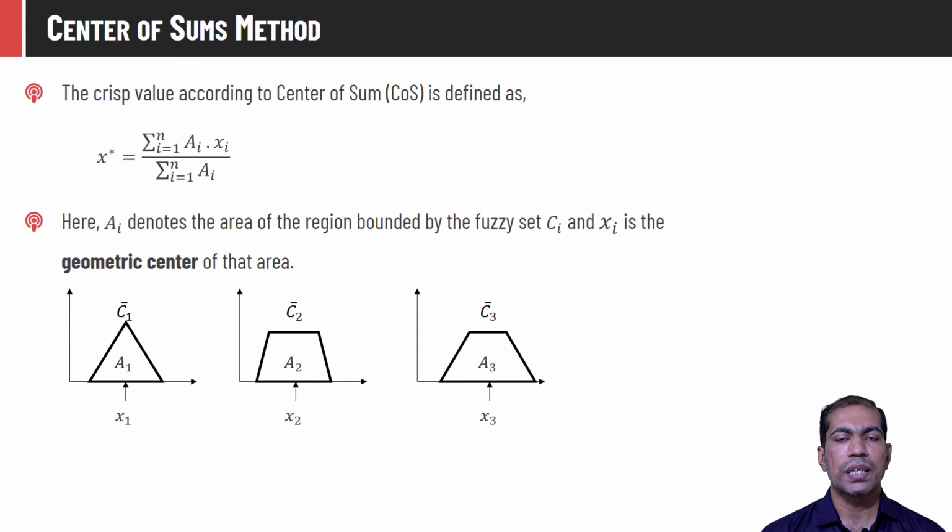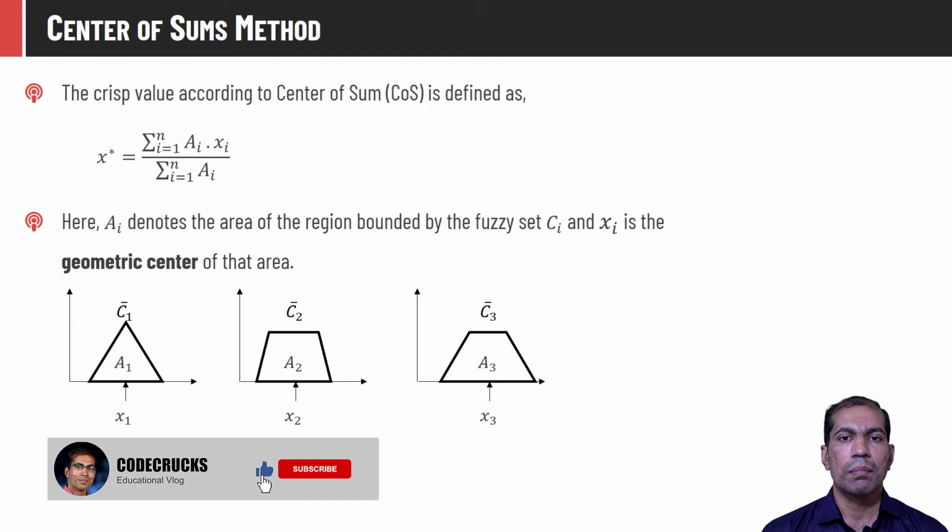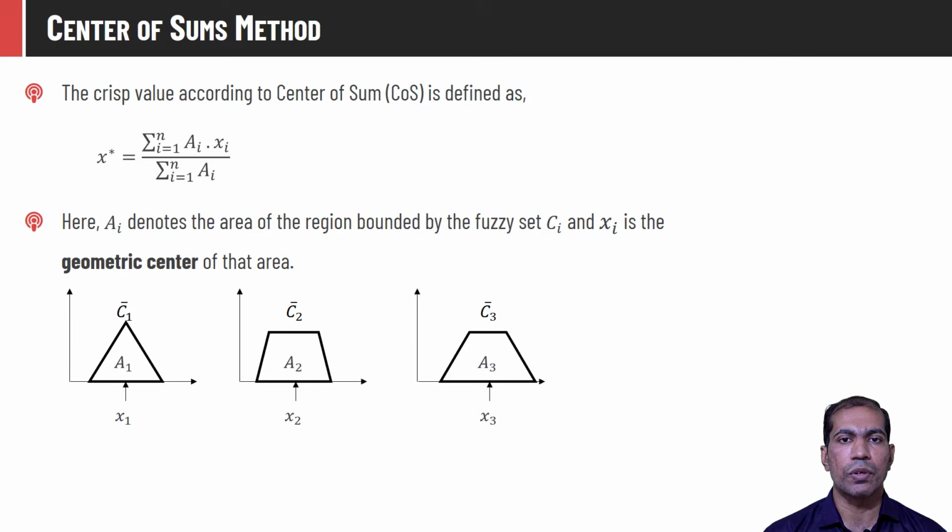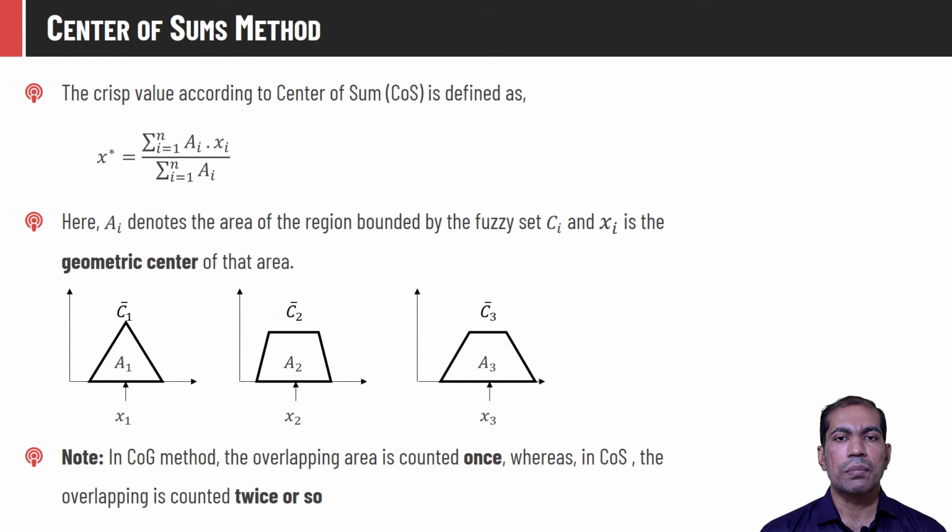Let us talk about the center of sums method. The equation of the center of sums method looks quite identical to that of the previous method, but the difference is that here we have to calculate the area of each individual polygon rather than the aggregated polygon. So in the center of sums method, the area of a certain region will be computed more than once, maybe twice or thrice, which was computed only once in the center of gravity method.